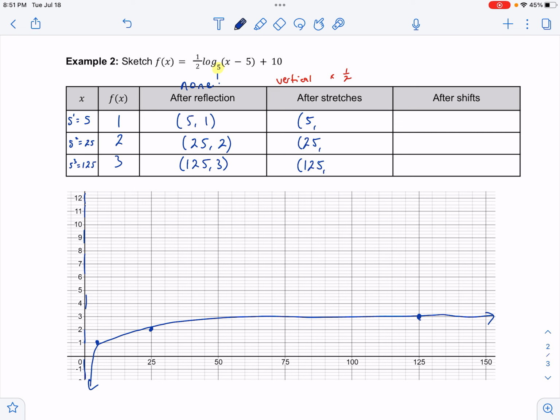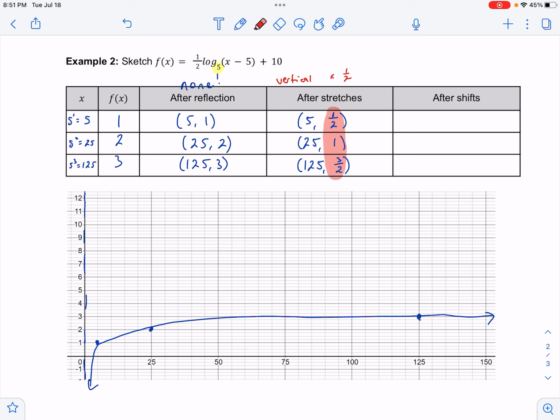And these I'm going to cut in half. So 1 is going to go down to 1 over 2. 2 is going to go down to 1. And 3 is going to go down to 3 over 2. So these are what has been affected following our vertical compression there.